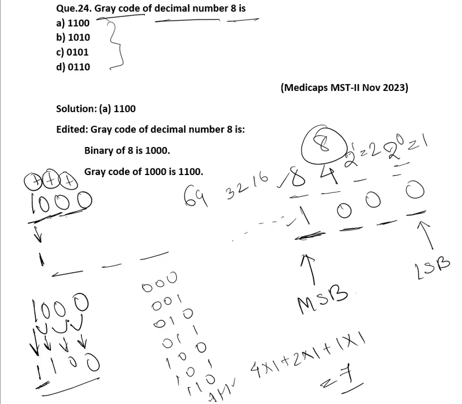In this particular scenario, we have written the most significant bit 1, then we XOR the two adjacent bits, which gives us 1. We write it alongside the most significant bit. Then we XOR 0 and 0, which gives us 0. We write it alongside these 2 bits, and then at last we XOR 0 and 0, which gives us 0. So this is our equivalent gray code of this particular binary number, 1100, and in this case it will be our option number A.